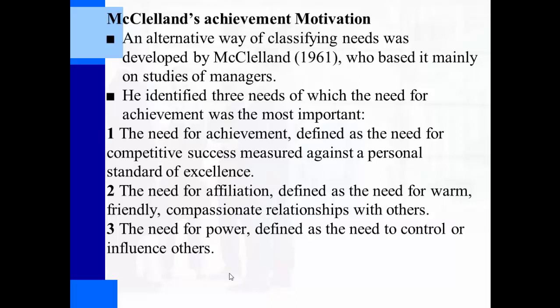McClelland's achievement motivation theory was presented in 1961, and the theory also identified three needs, of which the need for achievement was the most important. The first is the need for achievement, defined as the need for competitive success measured against a person's standard of excellence. Similarly, the need for affiliation is defined as the need for warm, friendly, and compassionate relationships with others, and the need for power is defined as the need to control or influence others.